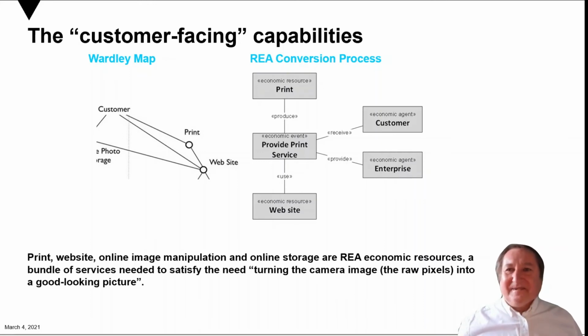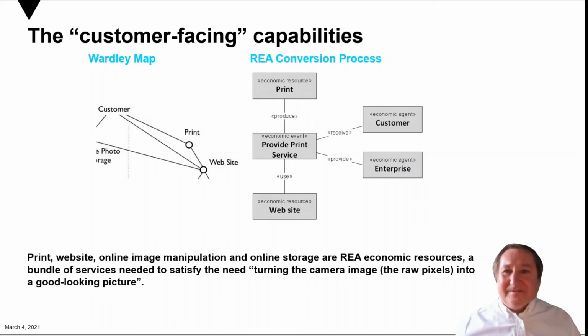The customer-facing components are informally called needs, but for the online photo service, the real customer need is something like turning the raw pixels in the camera image into a good-looking picture. And this need is not represented on a Wardley map. The Wardley Map just describes a bundle of services that together satisfy this need. But this makes mapping to the REA ontology much easier, because we can also represent this part of the Wardley Map as an REA conversion process.